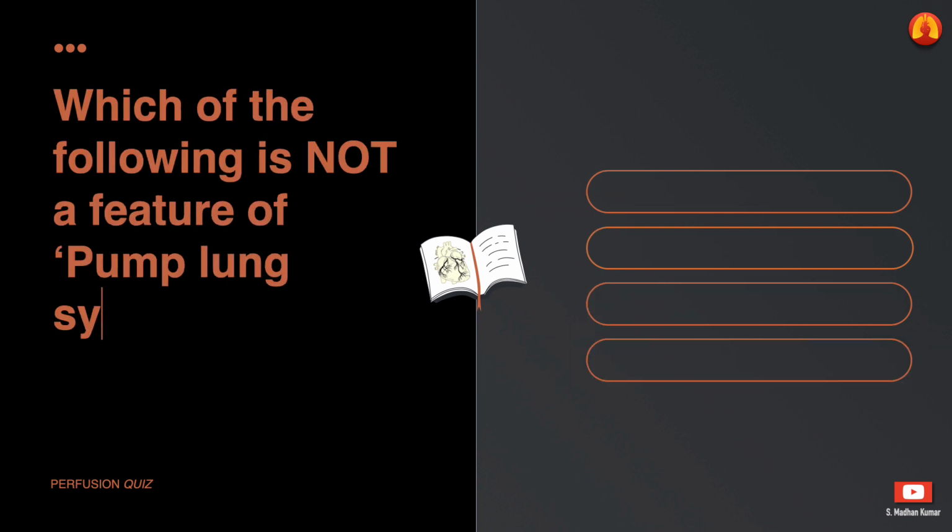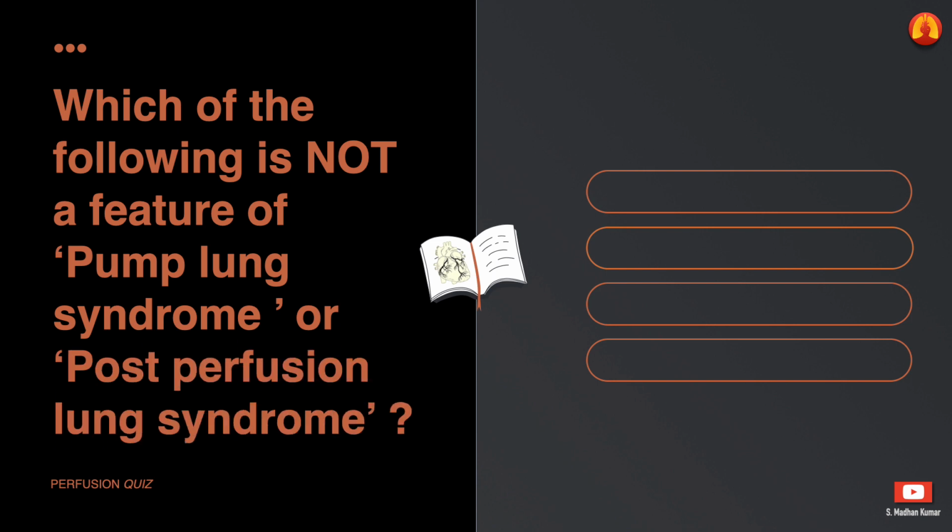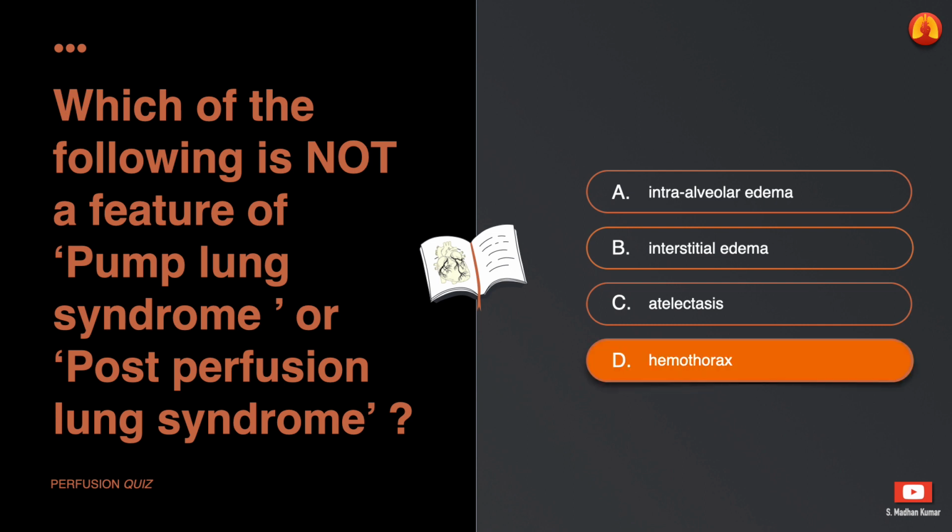Which of the following is not a feature of pump lung syndrome or post-perfusion lung syndrome? A. Intraalveolar edema. B. Interstitial edema. C. Atelectasis. D. Hemothorax. The correct answer is hemothorax.